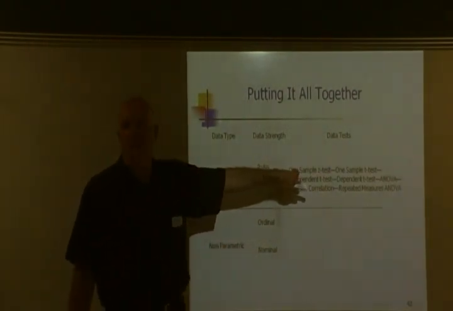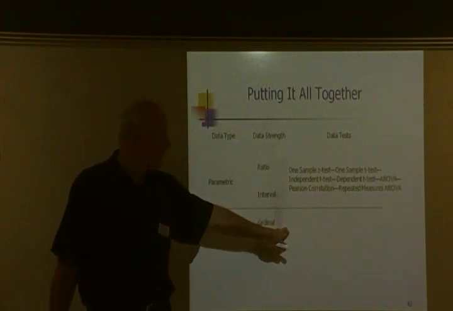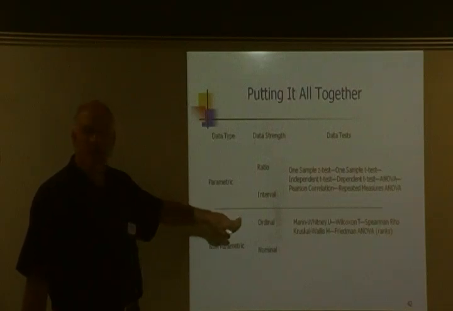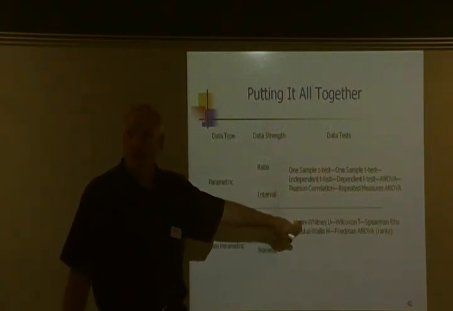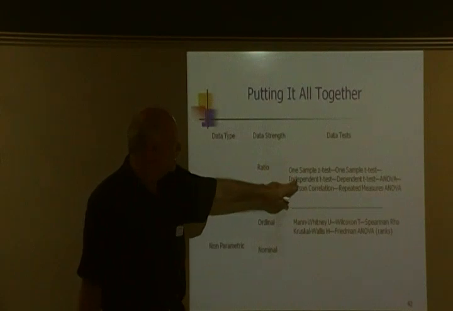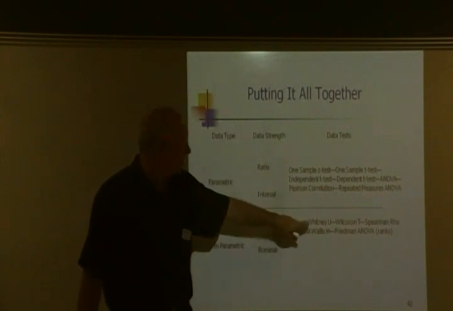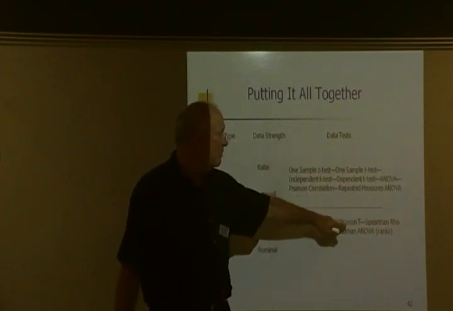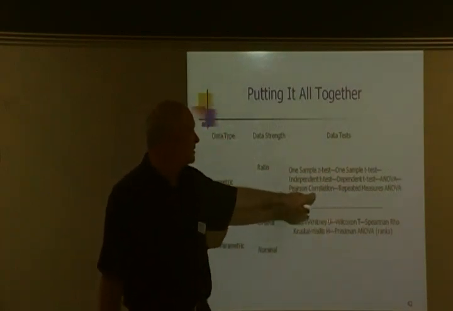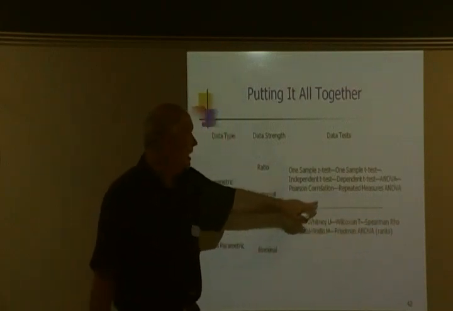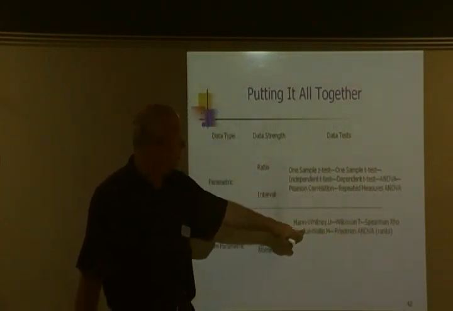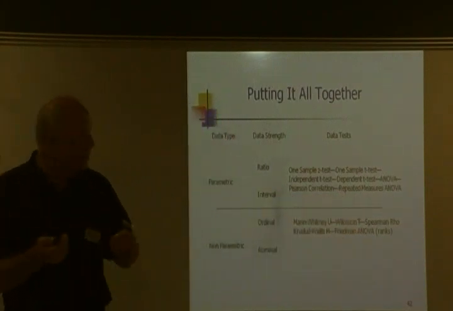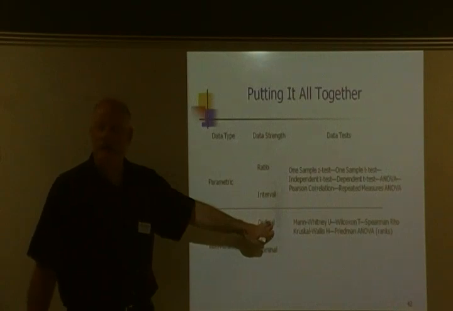For every parametric procedure, there's a non-parametric counterpart. So in this case, if we go across, we look at the non-parametric procedures of ordinal. The counterpart for an independent t-test would be the Mann-Whitney U. The counterpart for a dependent t-test would be a Wilcoxon T. The counterpart for a Pearson correlation would be the Spearman rho. For the ANOVA would be the Kruskal-Wallis, and for the repeated measures would be the Friedman ANOVA of ranks. So those would be if we were looking at testing the medians.